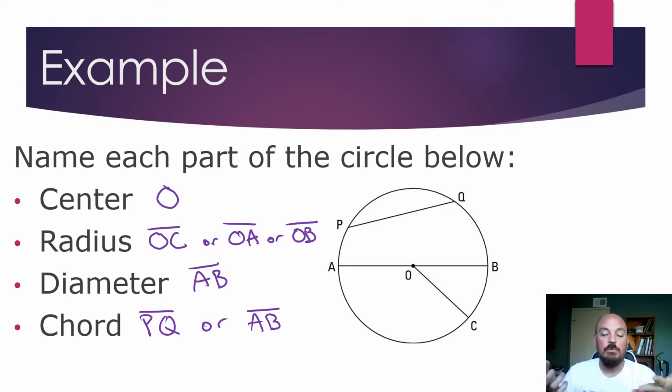So what I probably would have said for my answers would be the first thing I listed for each one. Center O, radius OC, diameter AB, chord PQ. However, for two of the answers there, you had more than one choice.